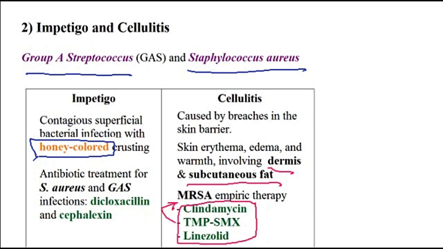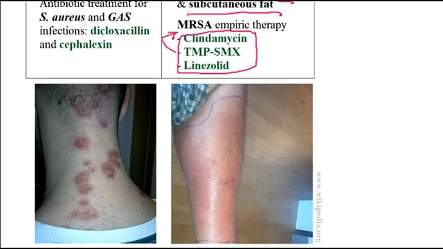And so here is an image of cellulitis, where you can see that there is skin erythema that is affecting the leg, and here is an example of impetigo with the honey-crusted lesions.